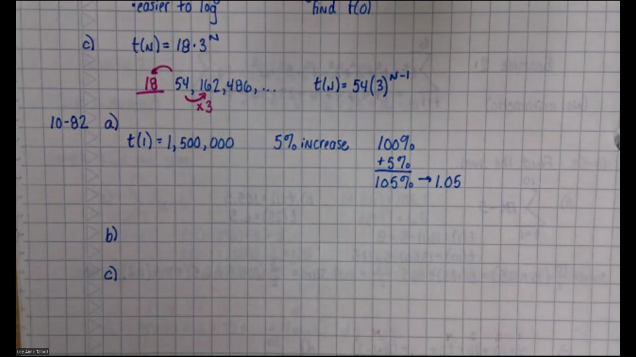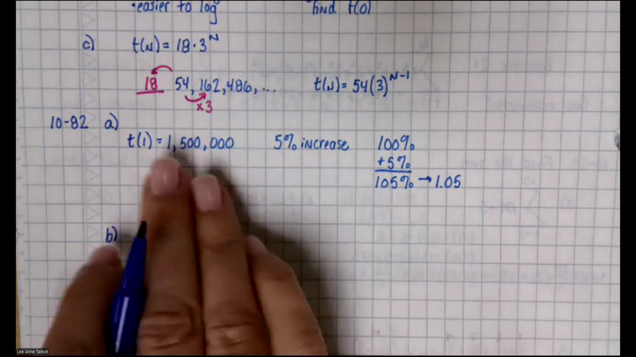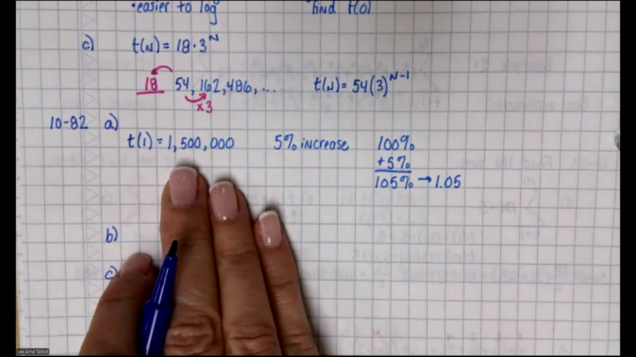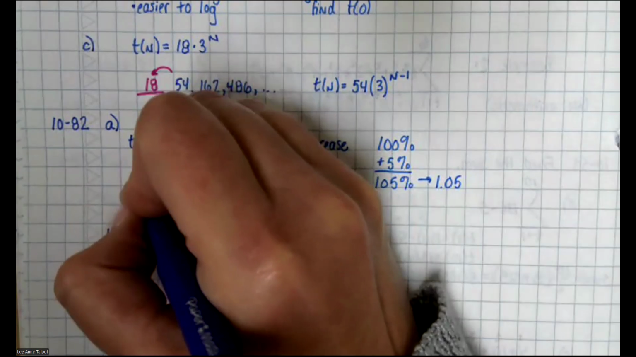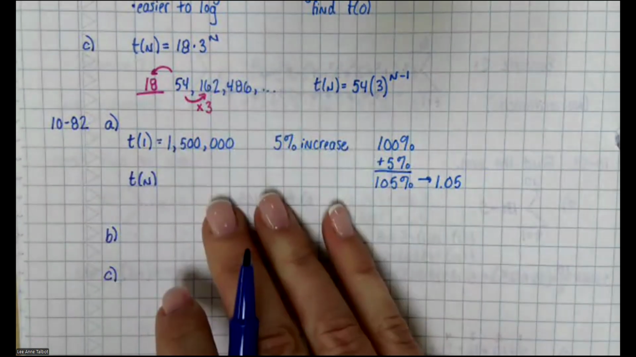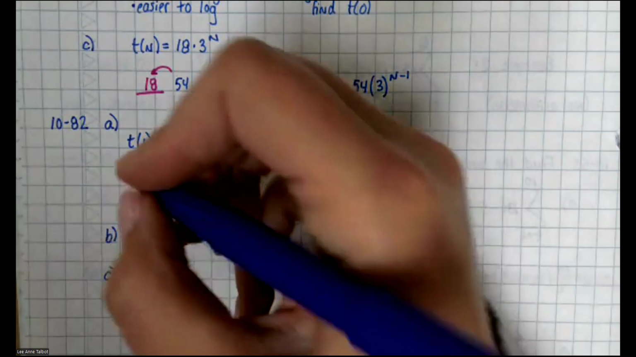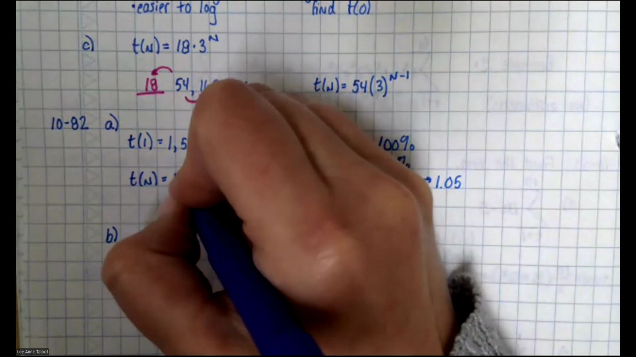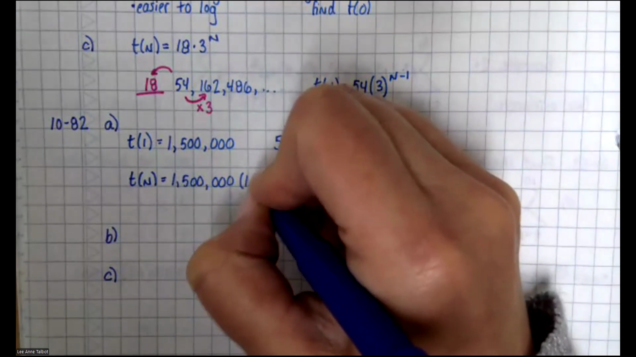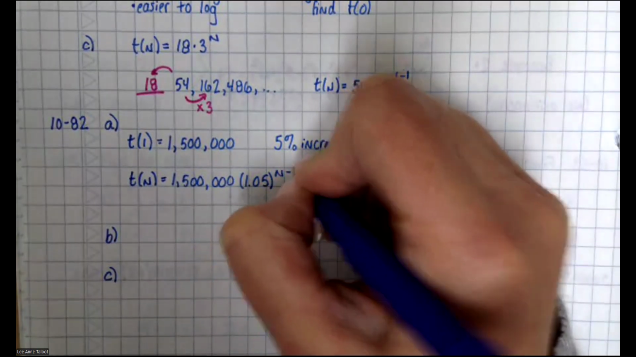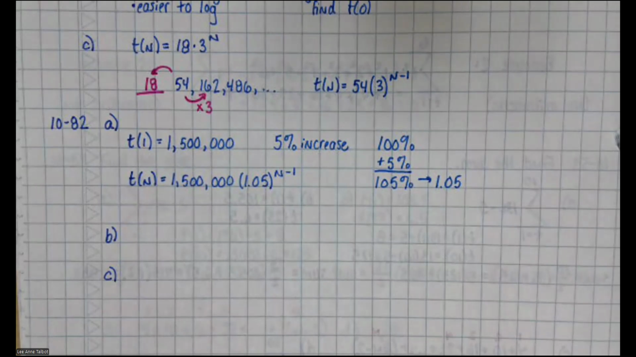Great job. Okay, now I'm too lazy to go back and figure out what term 0 is. So I'm going to write my equation in terms of term 1. Do you see how helpful that is right now? So T of n equals 1,500,000 times 1.05 to the n minus 1.